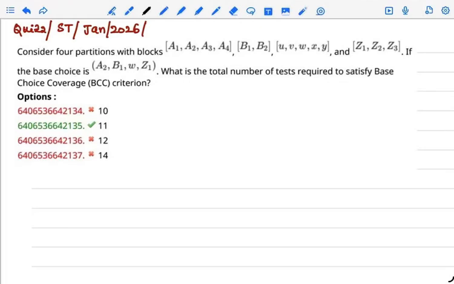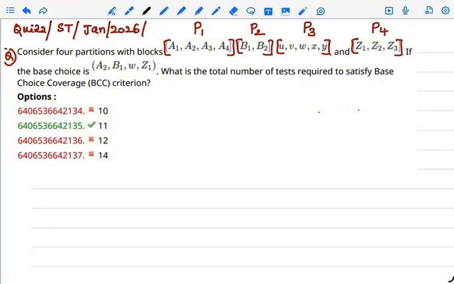Question from quiz 2 software testing January 2026, 4 partitions with blocks. Friends, in the question they are given 4 partitions. So this is the partition 1, P1, this is the second partition, P2, and this is the third partition, P3, U to Y, and Z1 to Z3 is the fourth partition. Each partition has blocks, right?